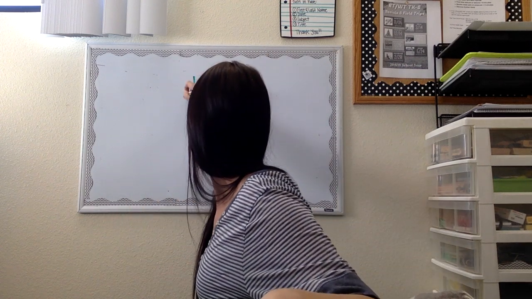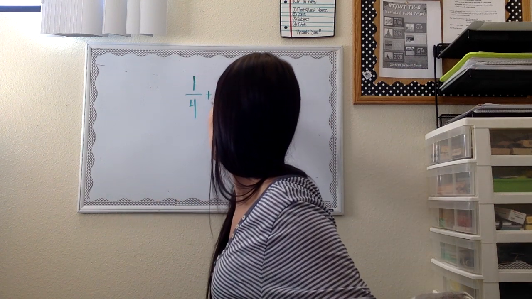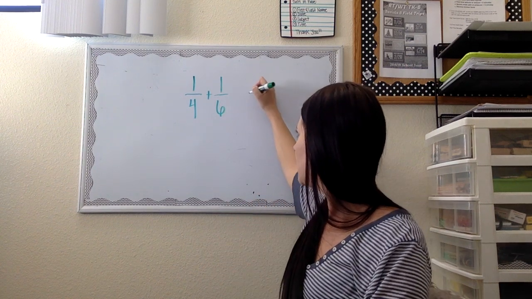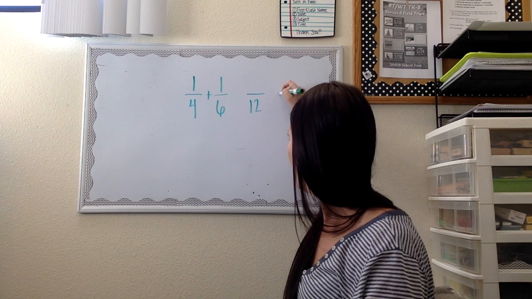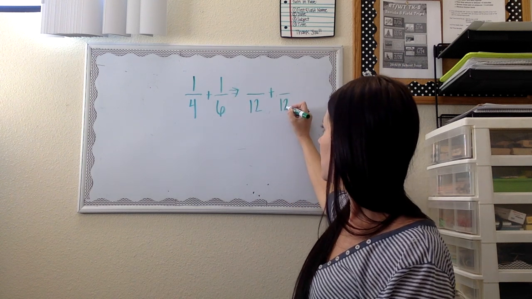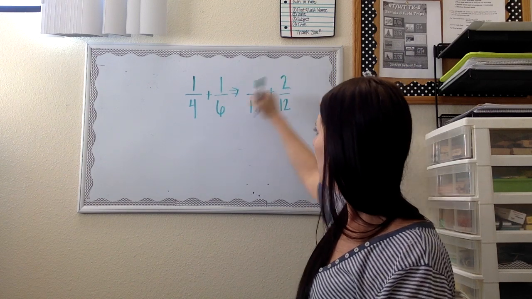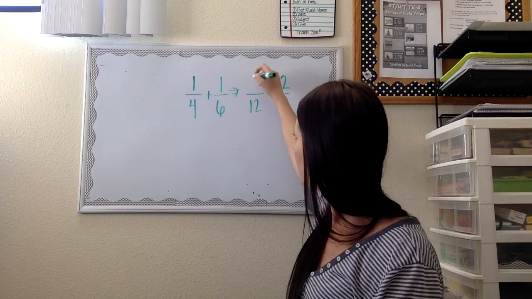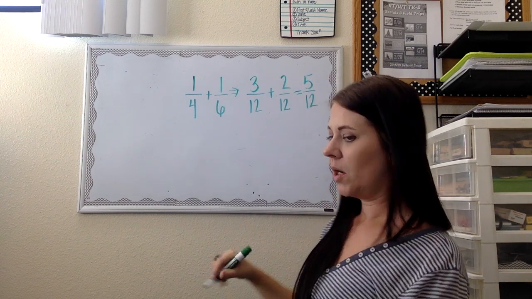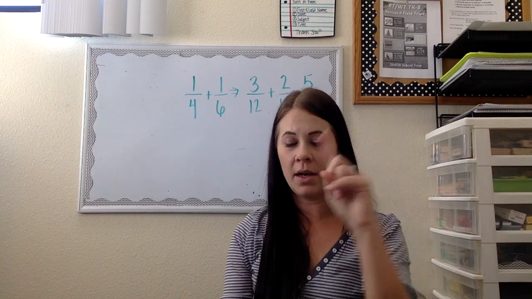A hairstylist schedules 1/4 an hour to trim hair and then 1/6 of an hour to style the hair. So we want to know how much altogether it takes this hairstylist to work with one client. So we need to get common denominators, and I see a 12. So 6 times 2 is 12, so 1 times 2. 4 times 3 is 12, so 1 times 3. So this gives me 5/12. All right, so that's how long the hairstylist needs for one client.